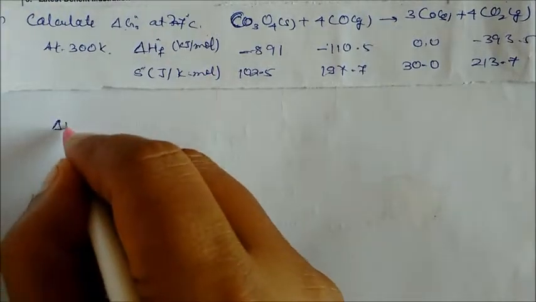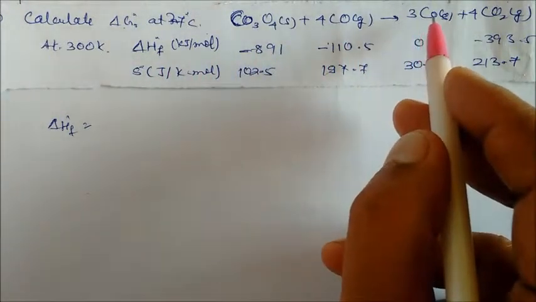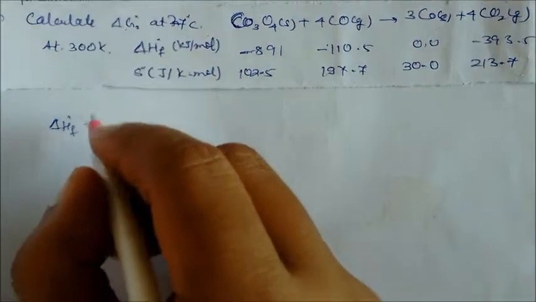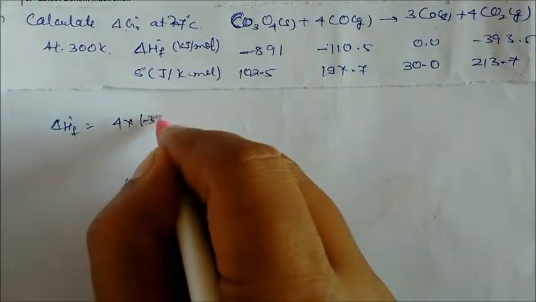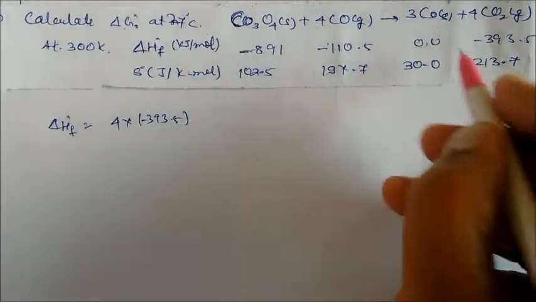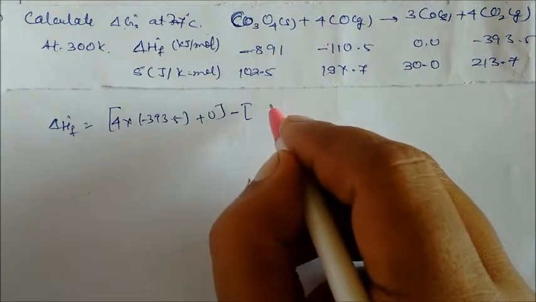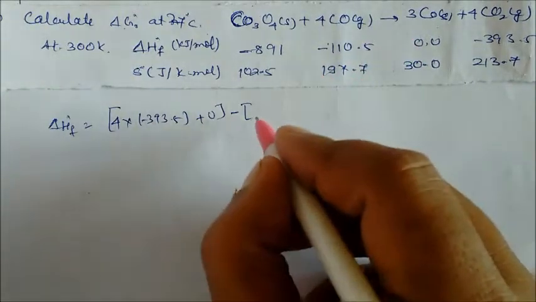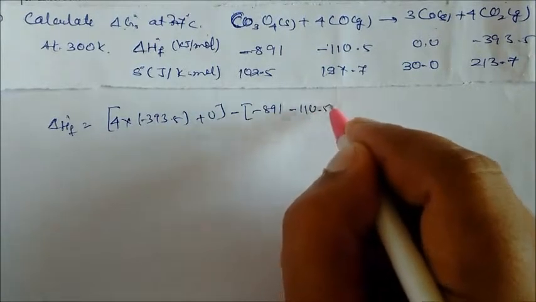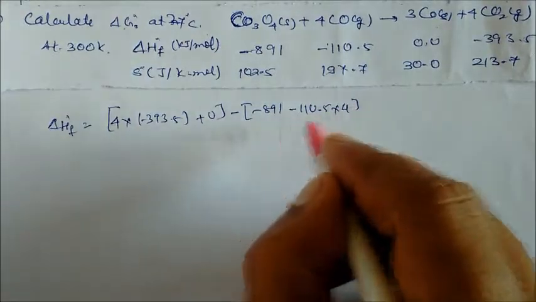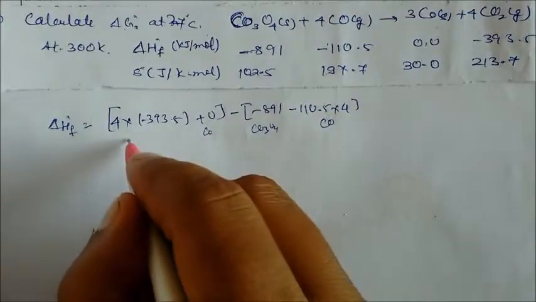So here delta H will be, we have to take the products minus the reactants. Cobalt is given here, and this is the carbon dioxide given here. So we can write this value. For carbon dioxide, we can write here 4 into minus 393.5, plus 0 for cobalt. This is for the products. Minus for the reactants, given here, minus 891, and this will be again minus 110.5, and this is multiplied by 4. This is for the carbon monoxide, this is for the Co3O4, this is the 0 for the cobalt, and this is for the carbon dioxide.